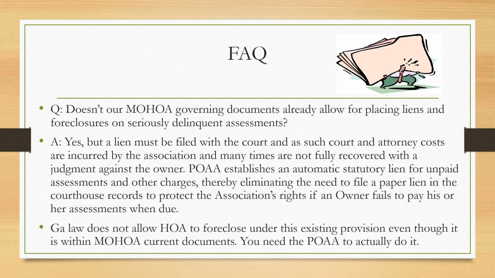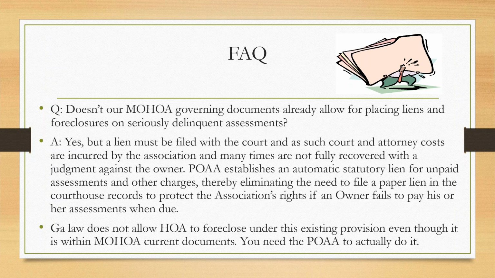And here are some frequently asked questions that have come up as we have presented the POAA to owners at monthly meetings, as well as on a webinar that we did back in March. These are some questions that have come up over time that we thought we would address in this presentation. Doesn't our HOA governing documents already allow for placing liens and foreclosures on seriously delinquent assessments? And I talked about this earlier. Yes, it does, but a lien must be filed with the court, and as such, court costs and attorney costs are incurred.